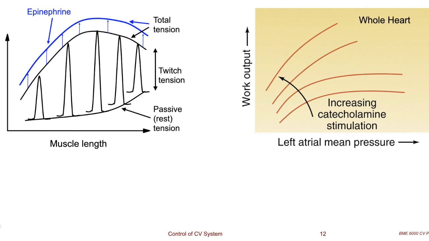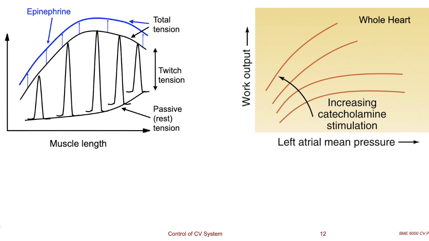We see on the left-hand side, for example, there's an upper curve that's the total tension. If we apply a neurotransmitter, catecholamine, we increase that curve. We increase the overall contractility of the muscle and shift that curve to the right. On the right-hand side, we see the functional curves, the cardiac function curves, and the Frank-Starling mechanism, where increased pressure brings about increase in cardiac output. Those curves become a family of curves, and they shift sort of up and to the left.